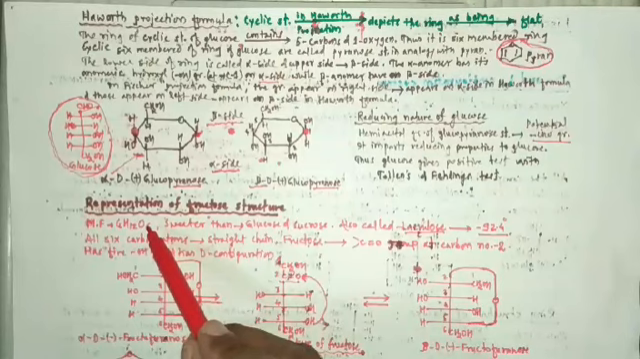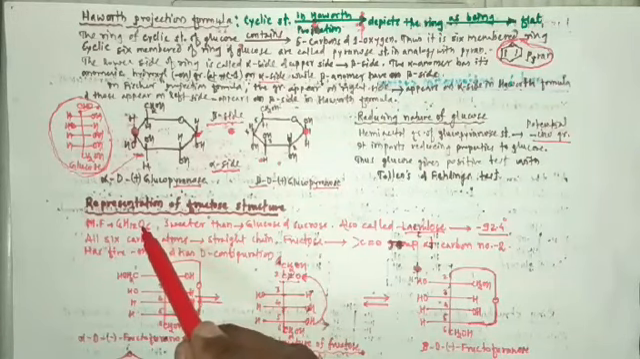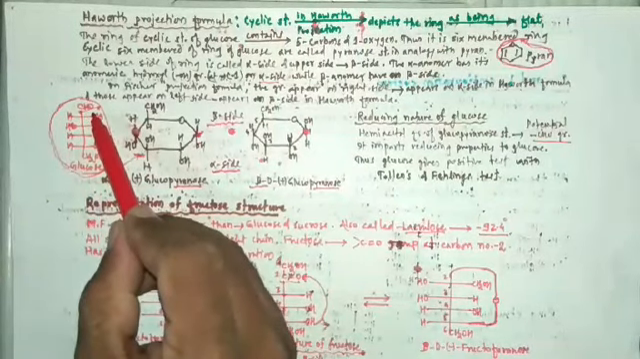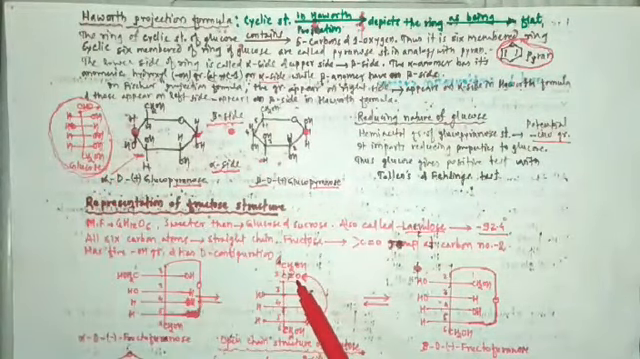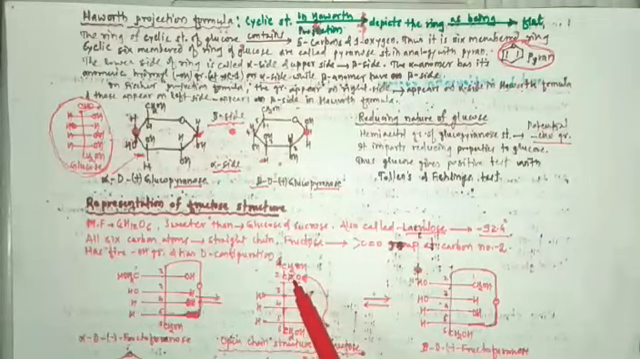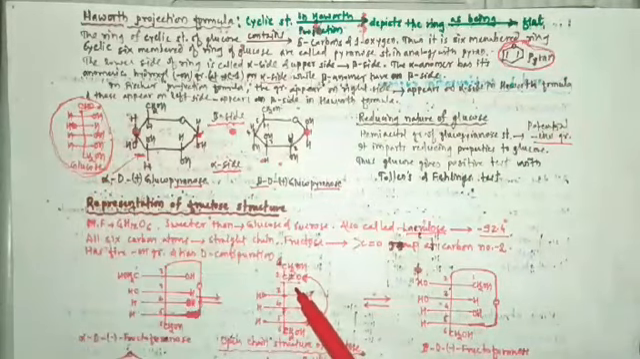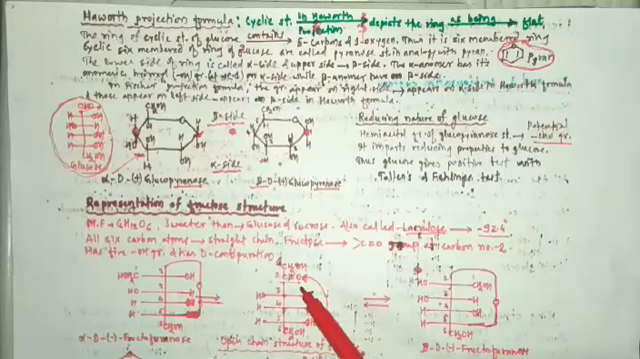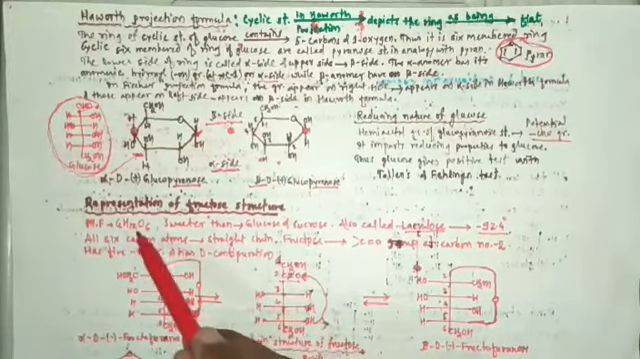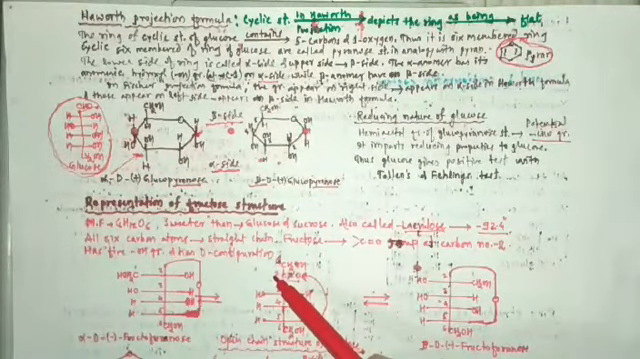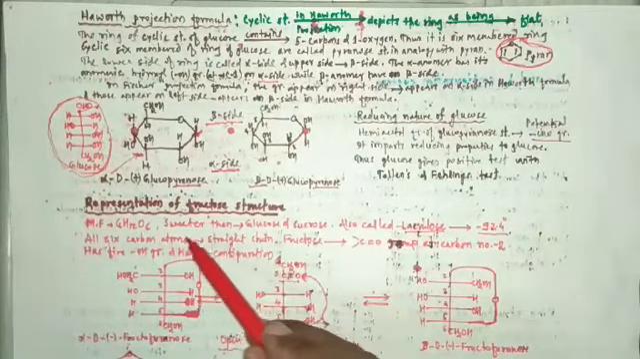C6H12O6. But the functional group present in glucose is the aldehyde group and the functional group present in fructose is the ketonic group, the C double bond O group. That's why glucose and fructose are called functional isomers of each other. Their molecular formula is the same, C6H12O6, but the structural formula is different. Why is the structural formula different? Because both contain different functional groups.